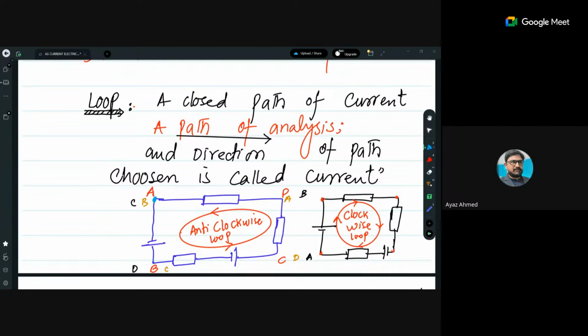Because in my previous discussion, I told you about that node. So node was the point where you were supposed to distribute the current, and loop is that point around which the voltages and potential difference is distributed. So we can simply say that the voltage, EMF, and energy sources are part of this loop. Got it?